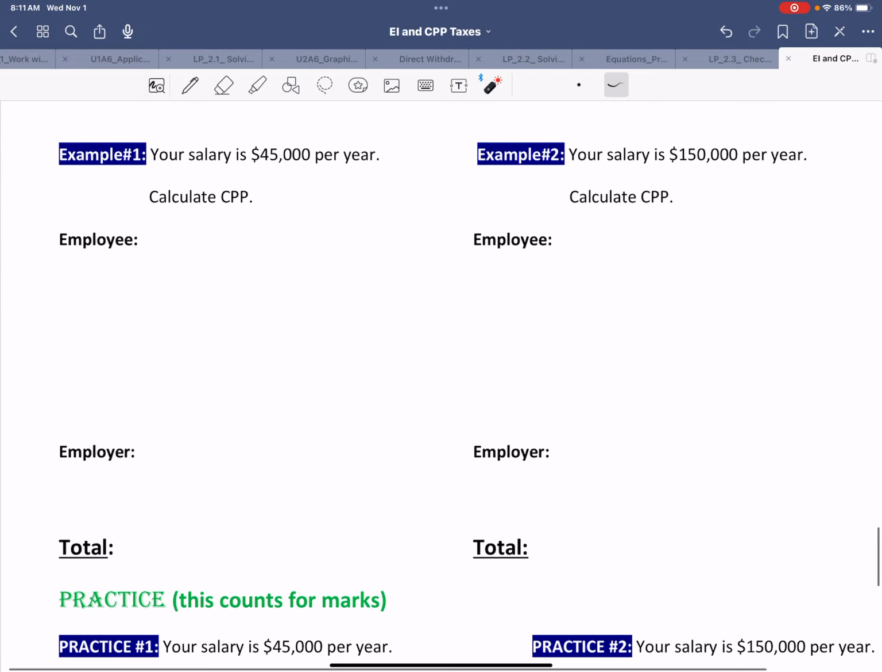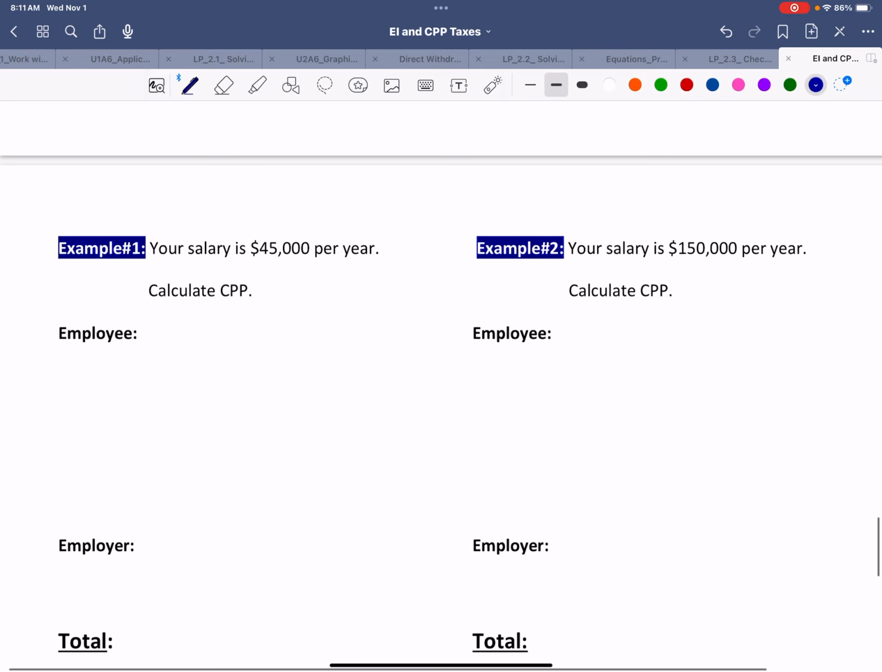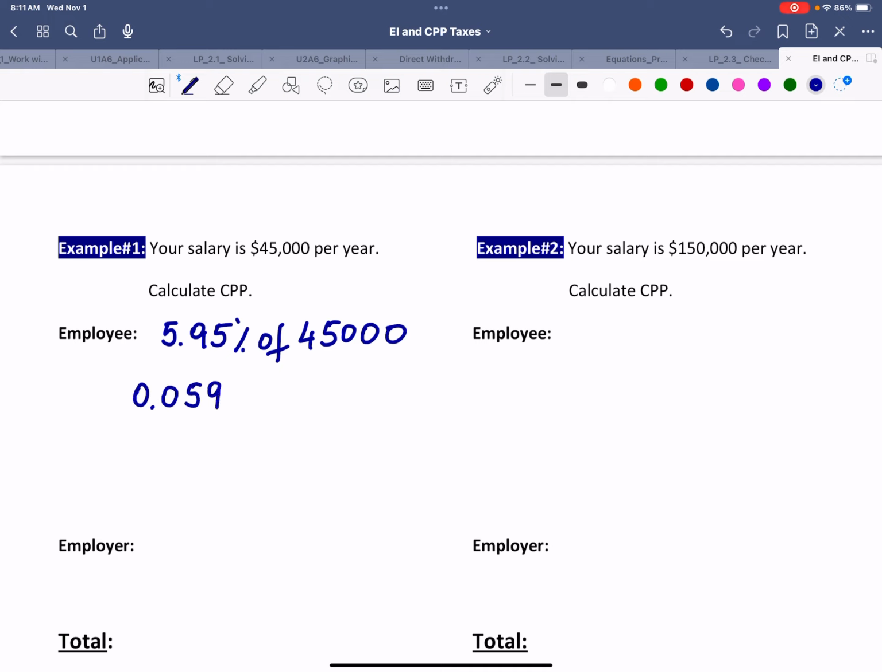Now let's take a look at how this works. Suppose that your salary is $45,000 per year. So that means that you will be paying 5.95% of 45,000. So that is 0.0595 multiplied by 45,000. So let's multiply 0.0595 times 45,000, which is $2,677.50.